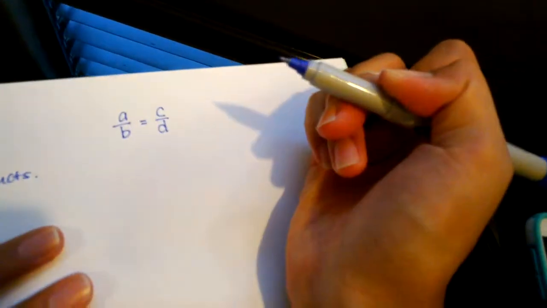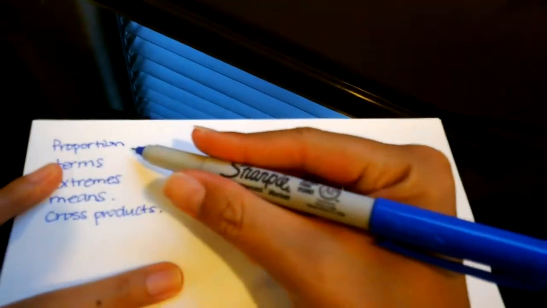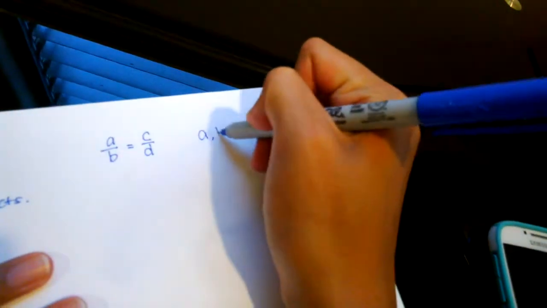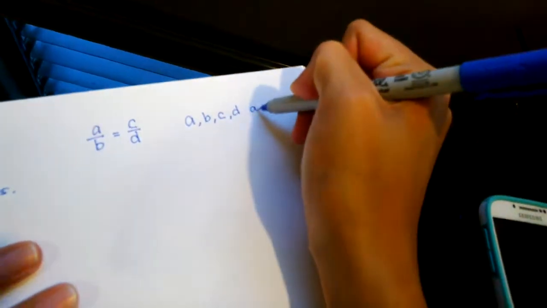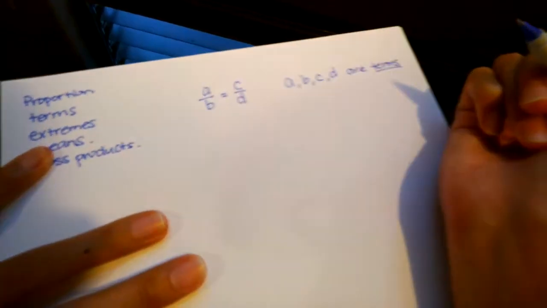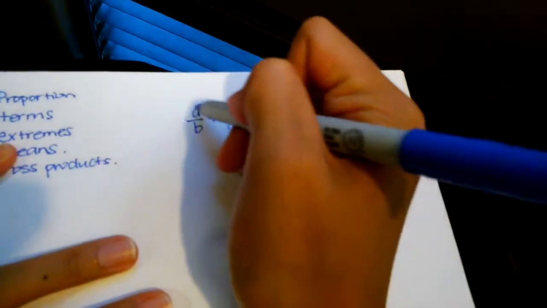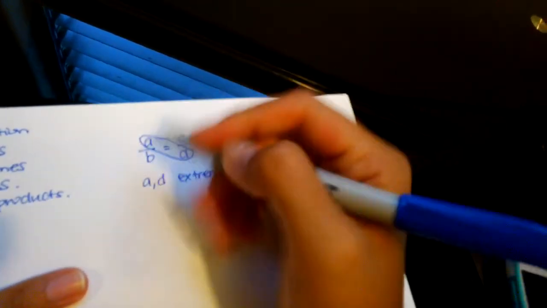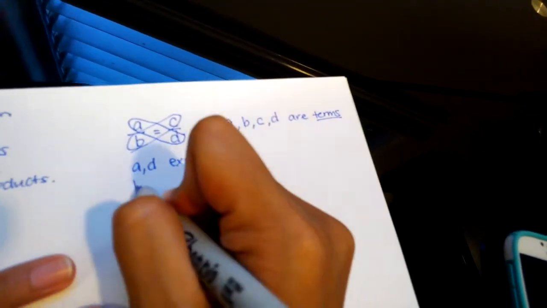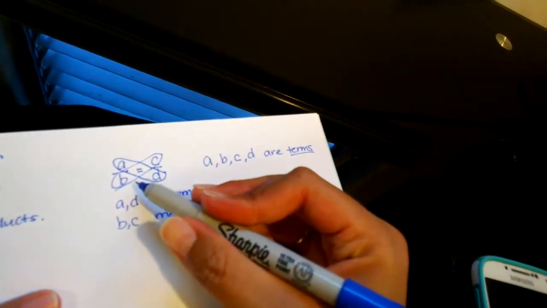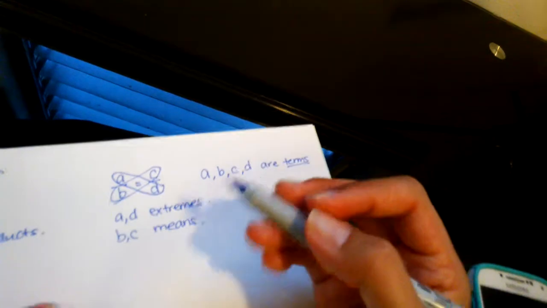So in other words, two ratios that are equal is called a proportion. Each of these things are called terms. So A, B, C, D are terms of the proportion. The next definition is extremes. So A and D are extremes, whereas B and C are called means. And this will play a significant value in our proportions and using them and solving them.